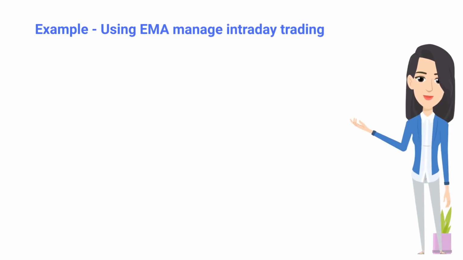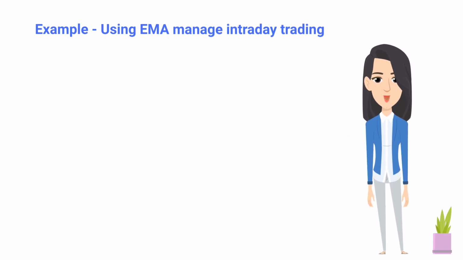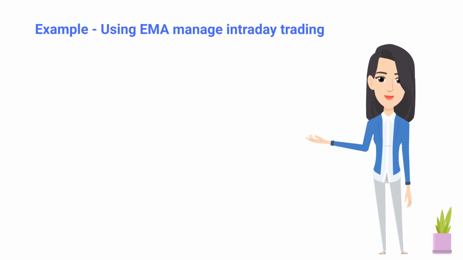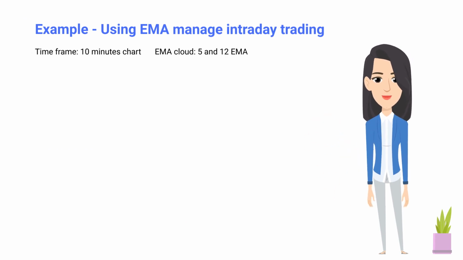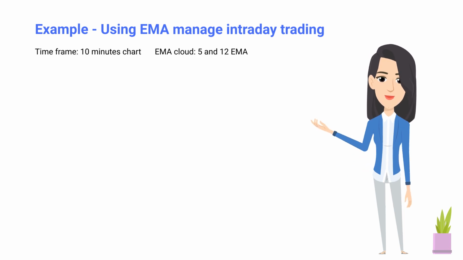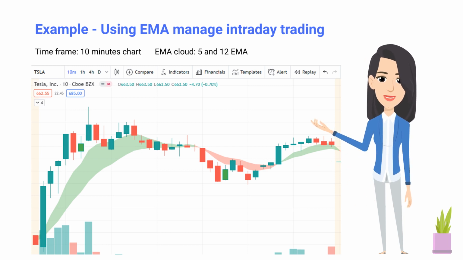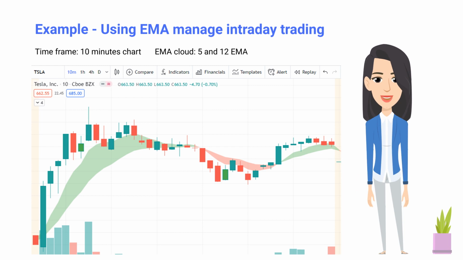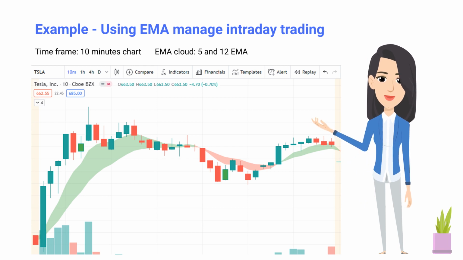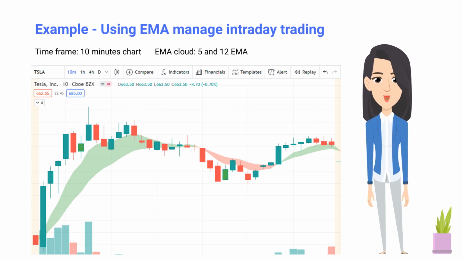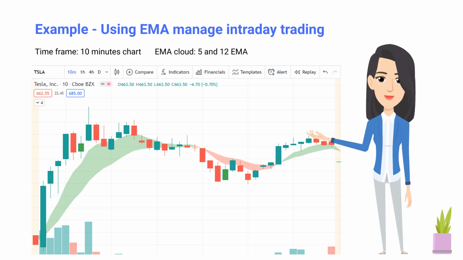First, let's take a look at an example of how to use EMA Cloud to manage intraday trading. The time frame I used in this example is 10 minutes and the EMA Cloud I used is the 5 EMA and 12 EMA. This is the 10 minutes chart of Tesla. I have set up the color on the EMA Cloud, so that when the 5 EMA crosses over the 12 EMA, the cloud changes to green, and when the 12 EMA crosses over the 5 EMA, the cloud changes to red. For those of you who are interested in how to set up EMA Cloud on TradingView, please check out part 1 of the EMA Cloud video.